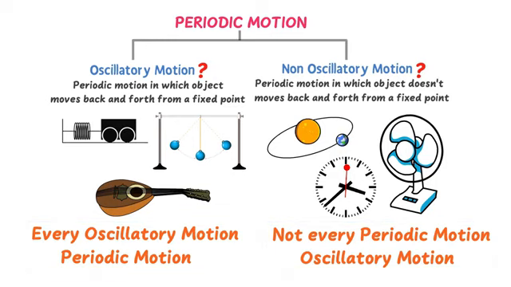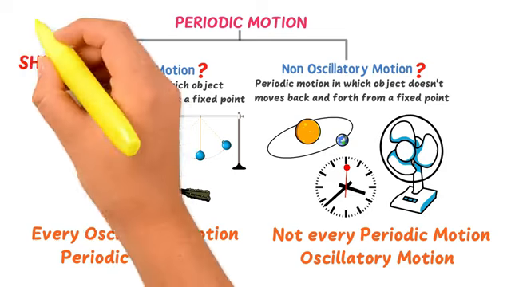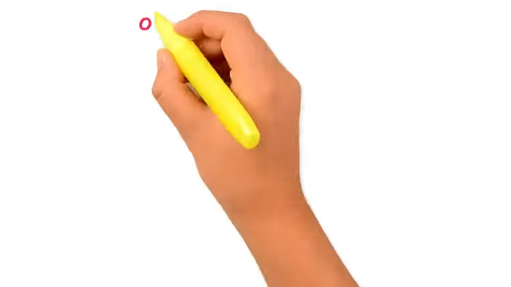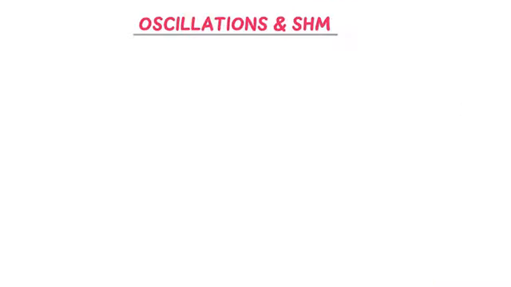Now, oscillatory motion is divided into two types: SHM or simple harmonic motion and non-SHM or non-simple harmonic motion. Firstly, we will understand SHM, and finally, as a bonus tip, I will give you an example of non-SHM. So, understanding oscillations and SHM.